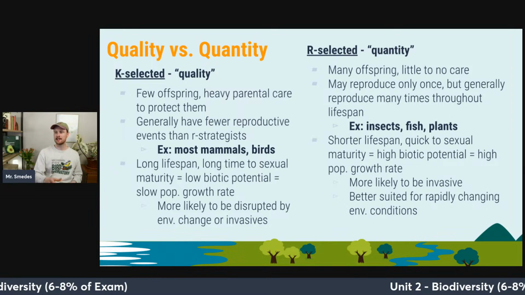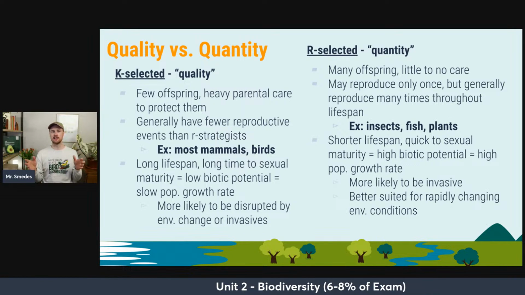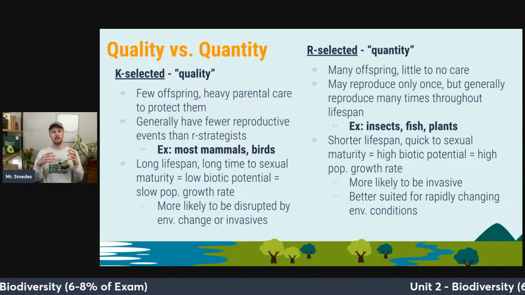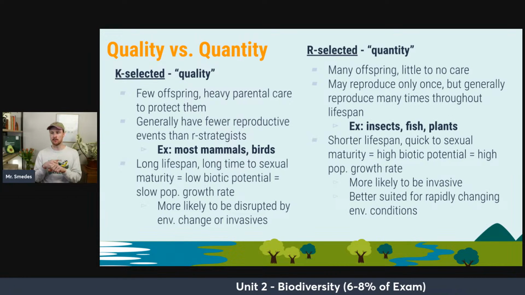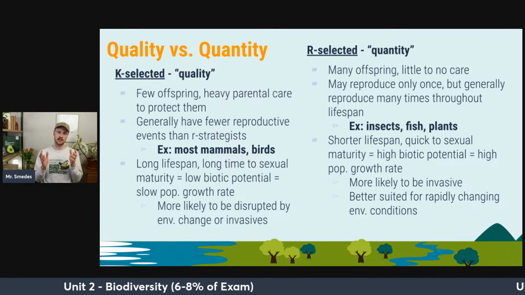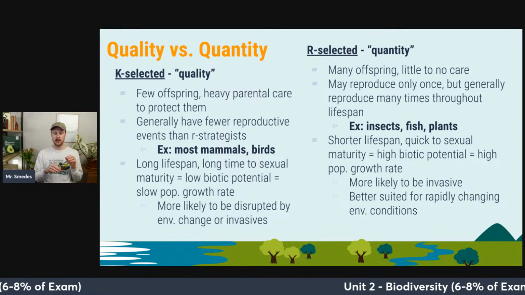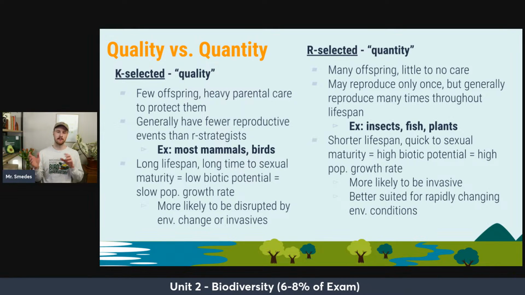So we've got K strategists and we've got R strategists. K strategists, I always tell my students, they care for their offspring. They're the quality over quantity, right? They're going to have few offspring. They're not going to reach sexual maturity super quick. They're going to take a long time to develop relatively, but parents are going to take care of them and invest energy in them. They are more likely to be disturbed by environmental change or invasives.